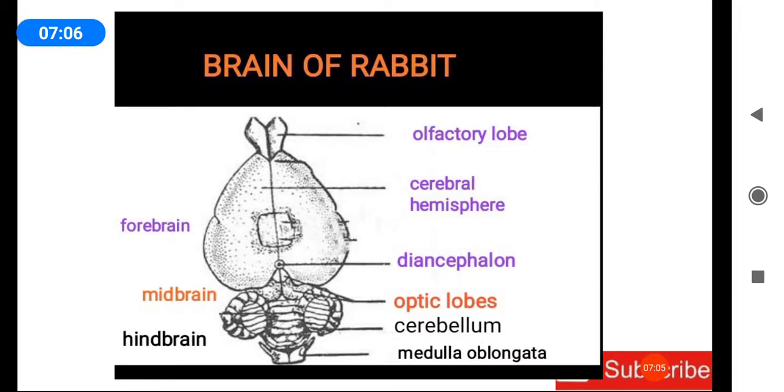The brain is divided into three parts: forebrain, midbrain, hindbrain. Forebrain is otherwise known as prosencephalon. Midbrain is known as mesencephalon and hindbrain is known as rhombencephalon.